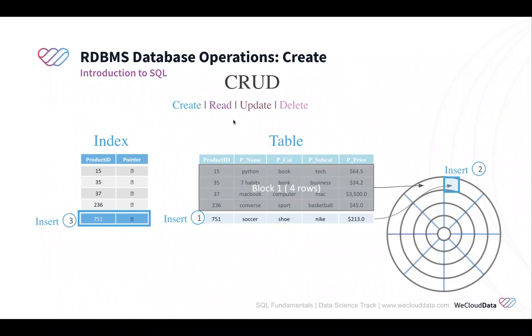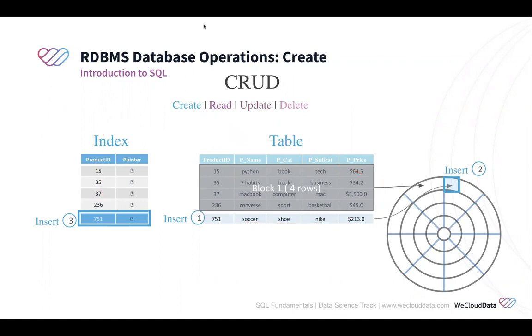Again, same table, product table, right? And the data, let's say we have lots of products and it spans multiple blocks. When we create the table, table is created first, so step 1, create the table, right? And then we create the index. Index is always created after the table. It has been created, okay?